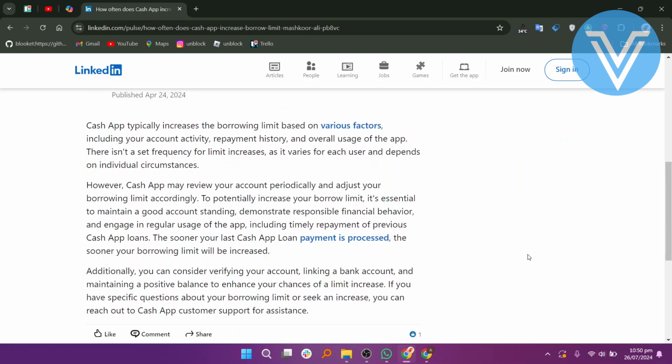Additionally, you can consider verifying your account, linking a bank account, and maintaining a positive balance to enhance your chances of a limit increase. If you have specific questions about your borrowing limit or seek an increase, you can reach out to Cash App customer support for assistance.